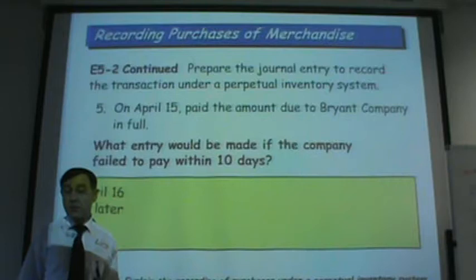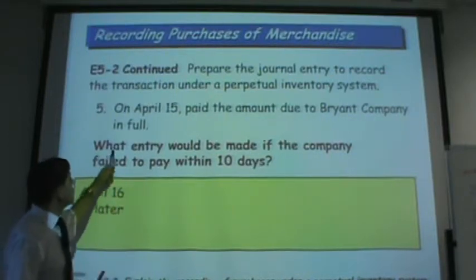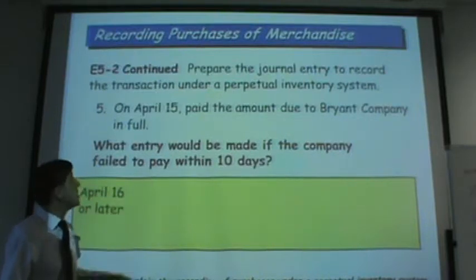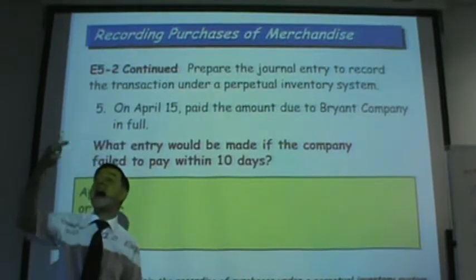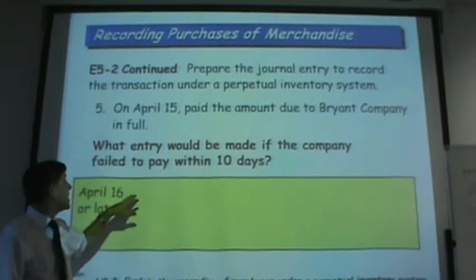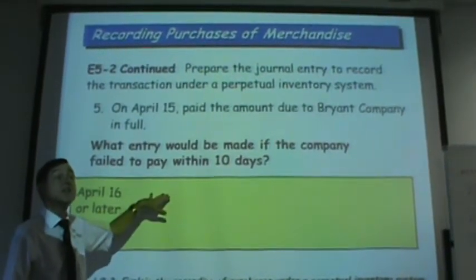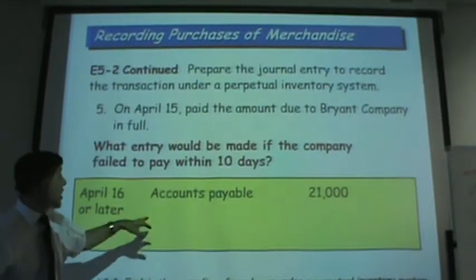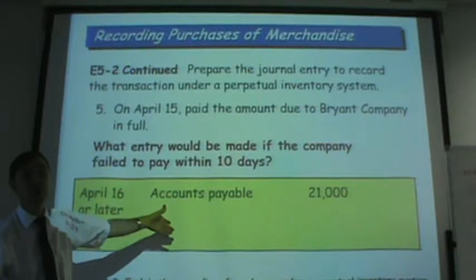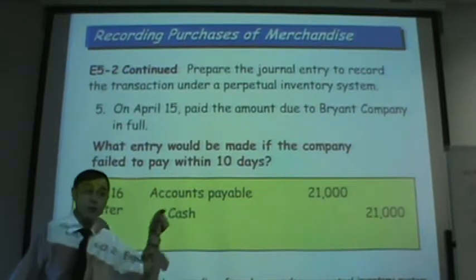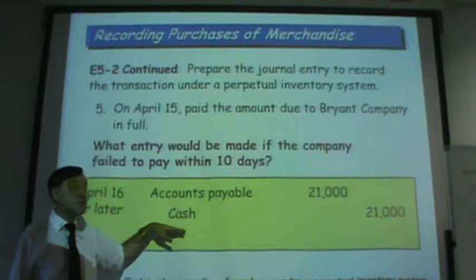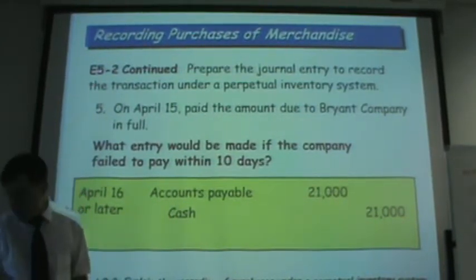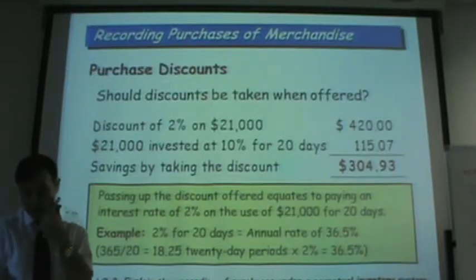All right. Now, what would the entry be if the company failed to pay within 10 days? So, they paid it, but after 10 days. If that's the case, you're still going to have debit account payable 21,000, and credit will be cash 21,000. All right? No discount. Discount 0. So you paid everything in cash. That's all. And let's try a few more examples over here.